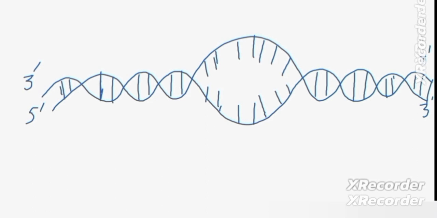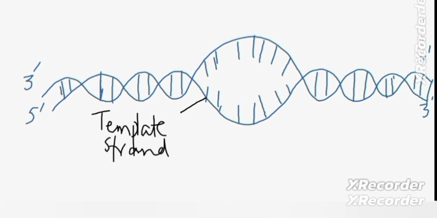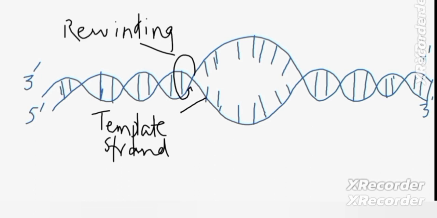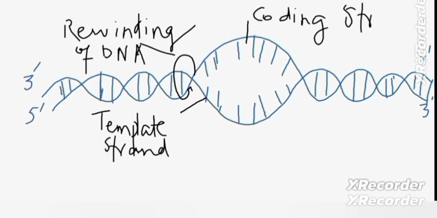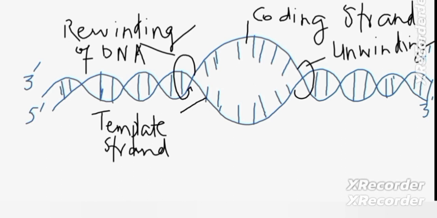One strand of the DNA is known as the template strand. This is also known as the antisense strand. Antisense because it is complementary to the messenger RNA. It is opposite to the messenger RNA. And rewinding of DNA occurs at the back of the DNA. The other strand is the coding strand. This strand is known as the sense strand. It is the same as the messenger RNA. And unwinding of DNA occurs in the forward direction because RNA polymerase is moving along the DNA in the forward direction. So unwinding will also occur in the forward direction.